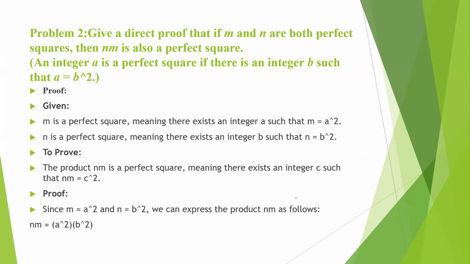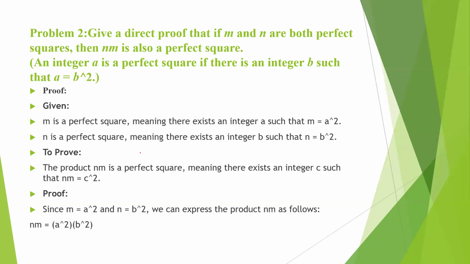And the next problem is: give a direct proof that if m and n are both perfect squares, then mn is also a perfect square. Okay, so what is our question? Give a direct proof that m and n are both perfect squares.